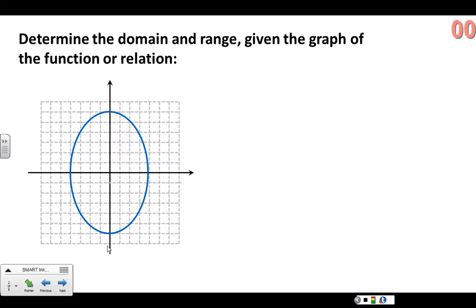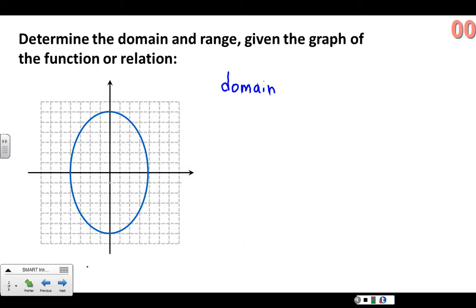I have a graph here and it says determine the domain and range given the graph of the function or relation. So this is not necessarily a function, it's a relation, but they still want us to talk about the domain and the range. So the domain, if you remember this from any previous lesson, the domain is the x values of the points in the graph.